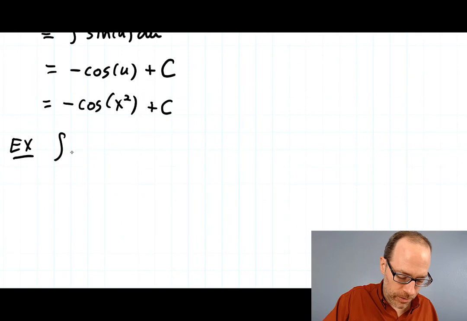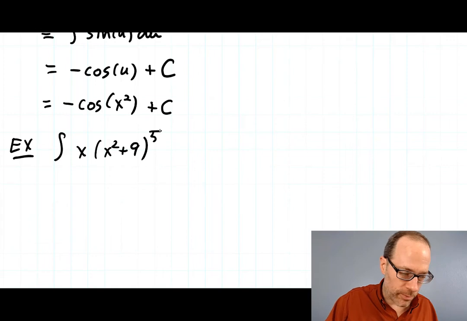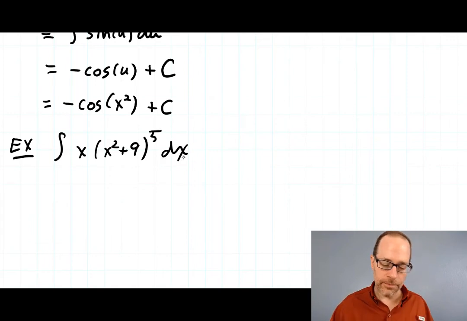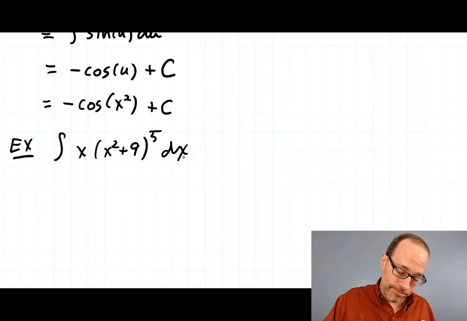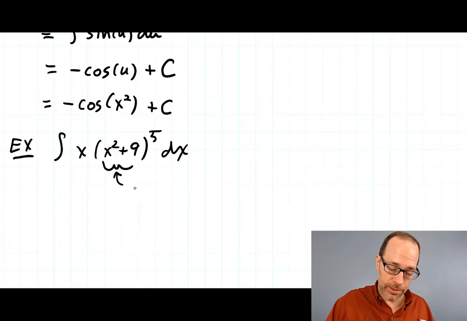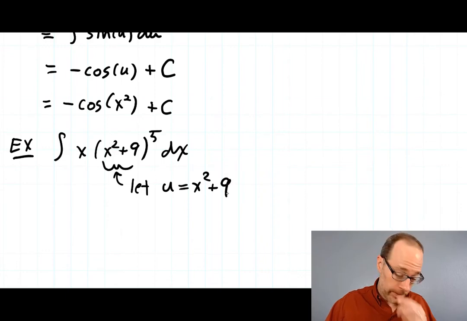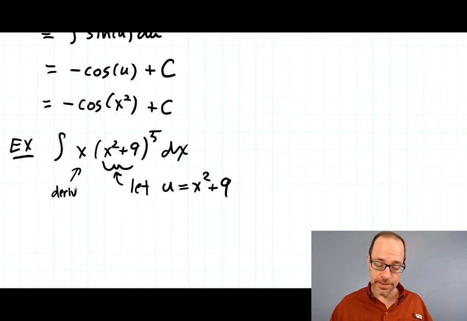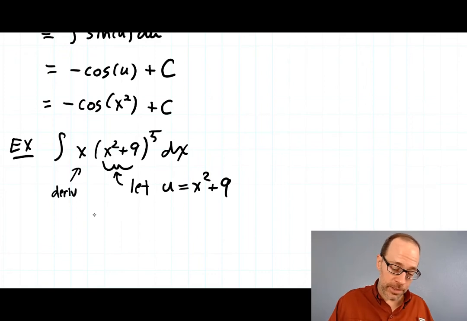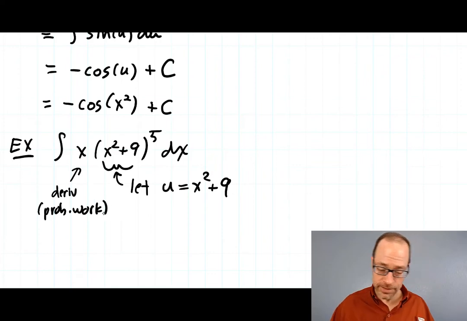Let's do the integral of x squared plus 9, all to the 5th power dx. So we say to ourselves, this part here looks like the inside complicated part, so I'm going to let u be x squared plus 9. I see the derivative, at least up to a constant, because the derivative is 2x, so that gives me strong confidence that the problem is going to work. It'll probably work out just fine whenever this scenario happens.